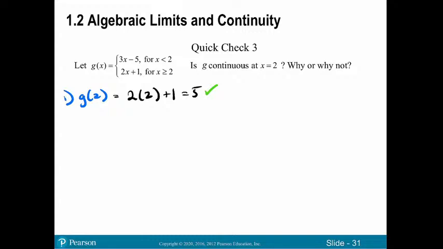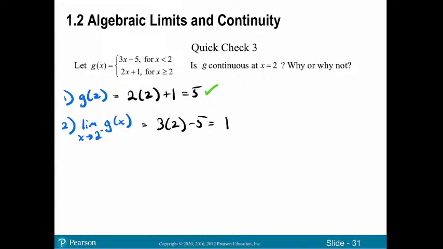Second, we need to evaluate the limit as x approaches 2 of g of x. We need to see if it exists or not, so we're going to consider the left and right hand limits. First, the limit coming from the left of 2 means we use line 1. So the limit as x approaches 2 from the left is 3 times 2 minus 5, 6 minus 5, which is 1.